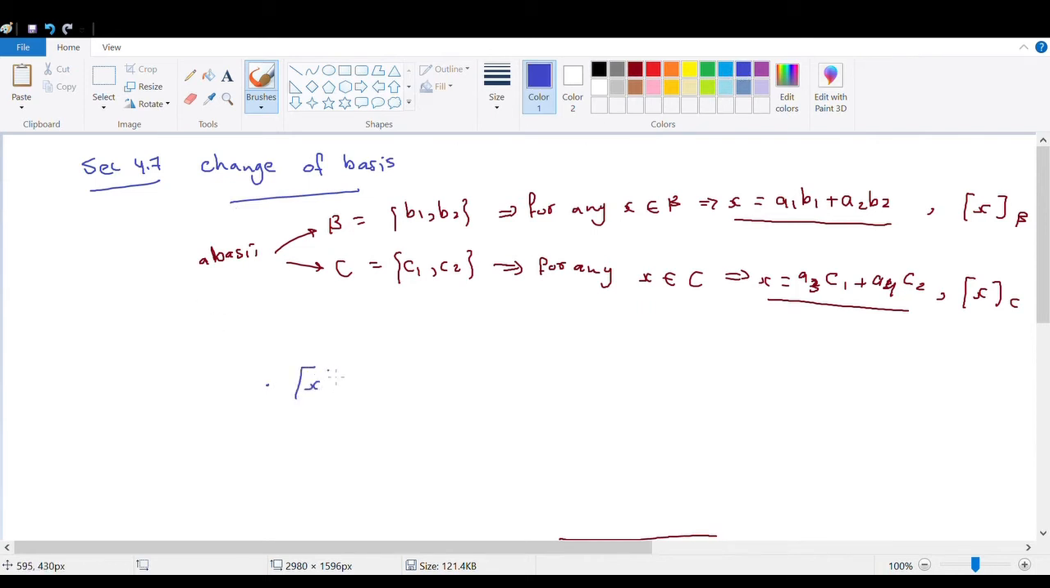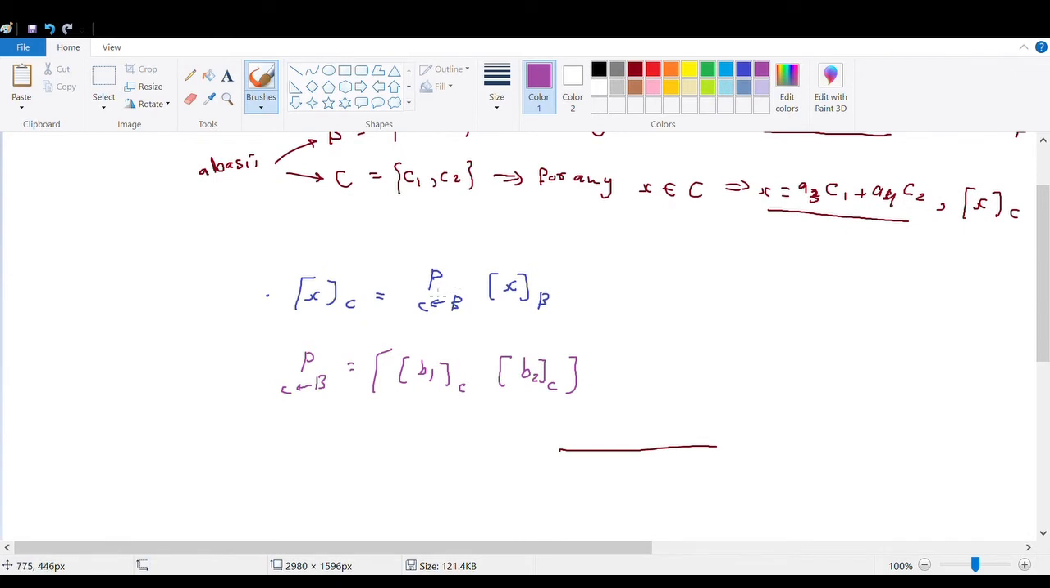the coordinate vector of x to the basis C is equal to P, which is the change of coordinate matrix from B to C, multiplied by the coordinate vector of x to the basis B, where the change of coordinate matrix is given by the coordinate vector of B1 to the basis C and the coordinate vector of B2 to the basis C. So this is the relation between the coordinate vector of x to the basis C and the coordinate vector of x to the basis B.